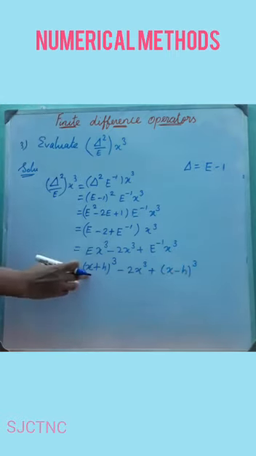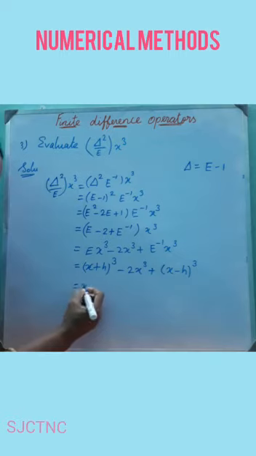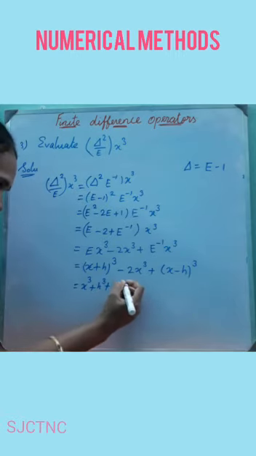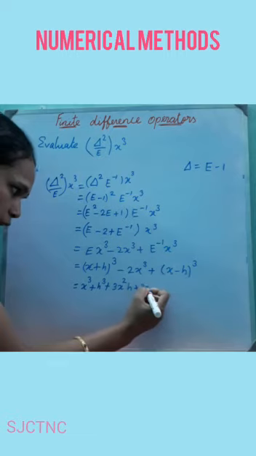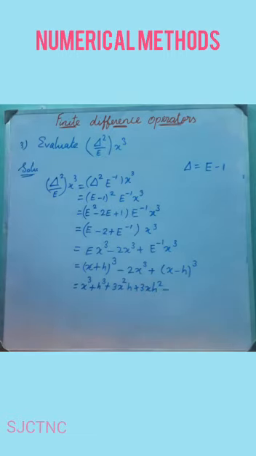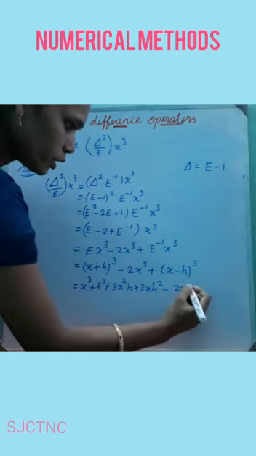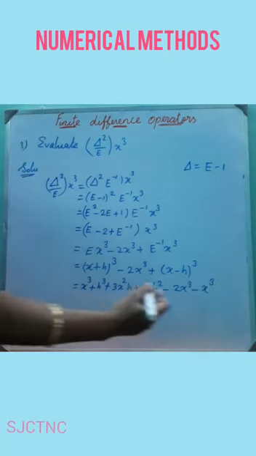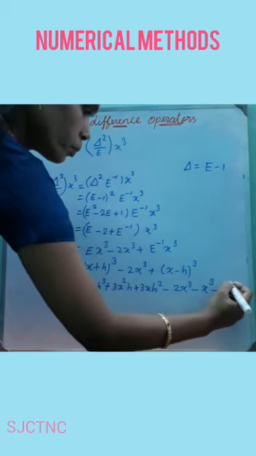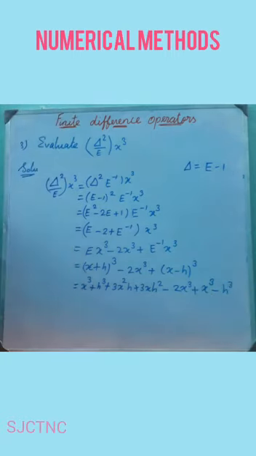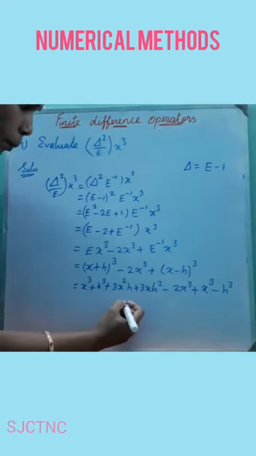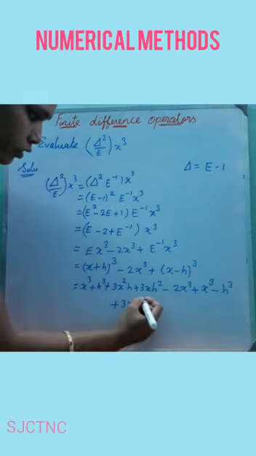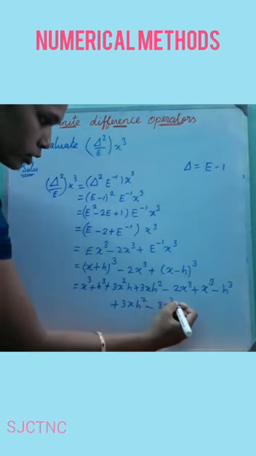Now expanding the formula, x plus h the whole power 3, using the formula a plus b the whole cube, we have x power 3 plus h power 3 plus 3x squared h plus 3x h squared. Next, minus 2x power 3, and then applying the formula for a minus b the whole cube, x power 3 minus h power 3 plus 3x h squared minus 3x squared h.